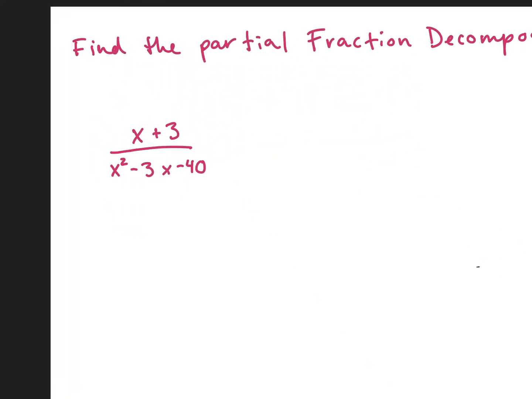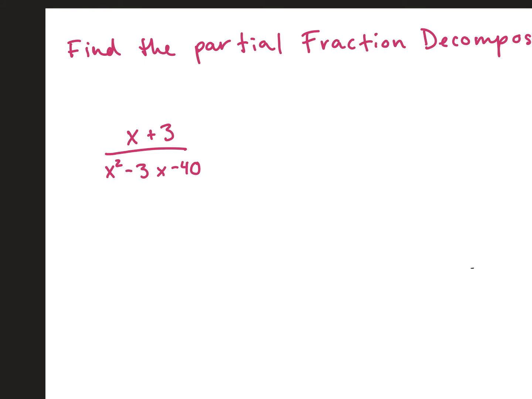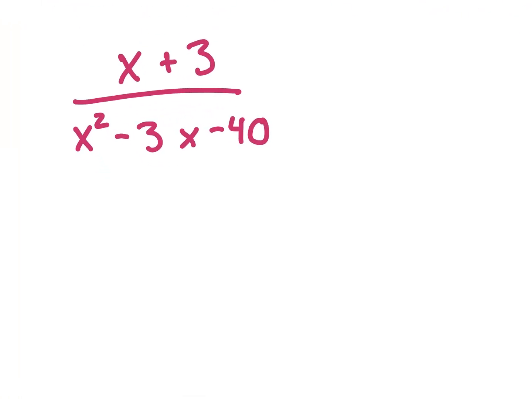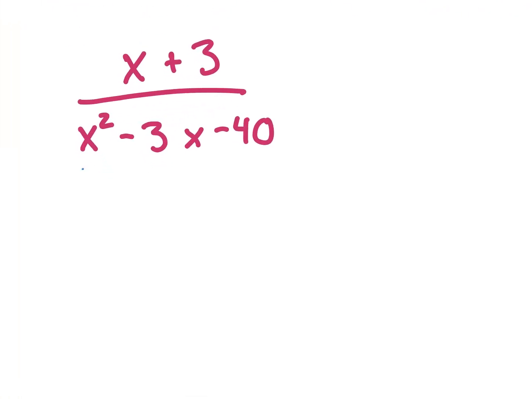All right, let's do this last problem and then I'm going to let you guys get going on your work. We're going to solve partial fraction decomposition. We're going to solve this whole thing. So what's the first thing I need to do? Factor the denominator. What are the factors of negative 40 that multiply to give me negative 40 but add to give me negative 3?